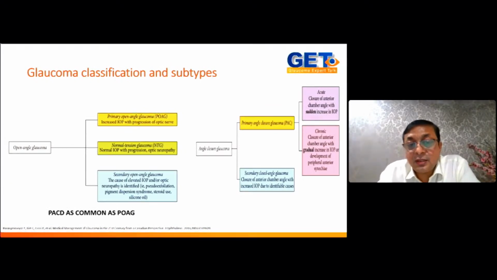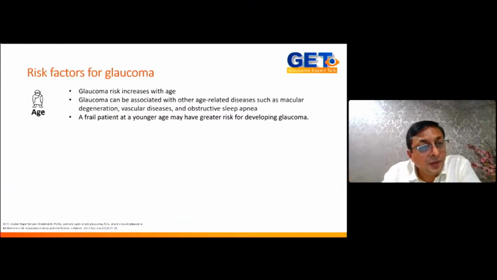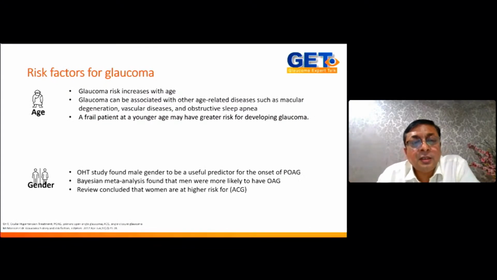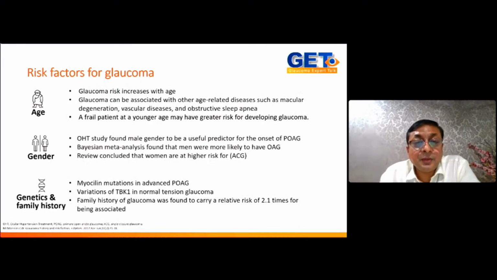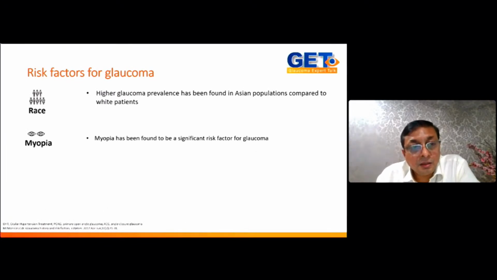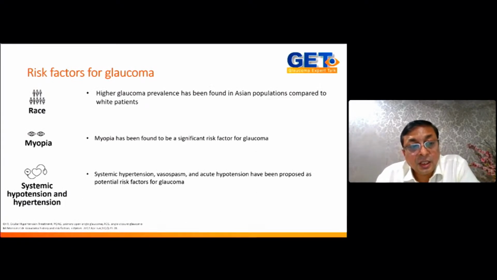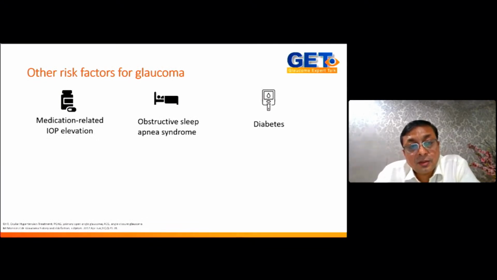Of course, there are various types. If you look at PACD, that covers PACS, PAC, and PACG. In the Indian scenario, they are more or less the same. That means the prevalence of PACG is very high in the Indian subcontinent compared to the Caucasian and American population. There are various risk factors. I'm not going to go into detail about it: age, gender, where females have a high risk of PACD, genetic history, myopia, certain race. If you look at systemic disease, systemic hypertension, sleep apnea disorders, certain medication. So these are the various ocular and systemic risk factors.